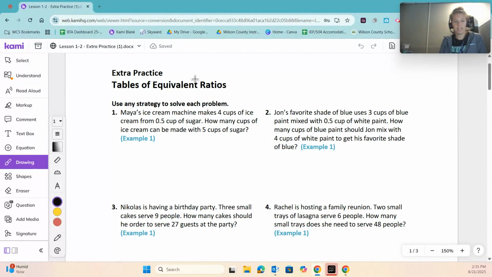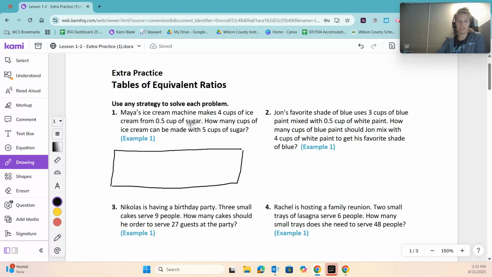Today we will be doing tables of equivalent ratios. Okay, let's take a look at this problem and we are going to create a table in order to help us solve it. Maya's ice cream machine makes 4 cups of ice cream from half a cup of sugar. How many cups of ice cream can be made with 5 cups of sugar? Okay, so we need cups of sugar and total ice cream.